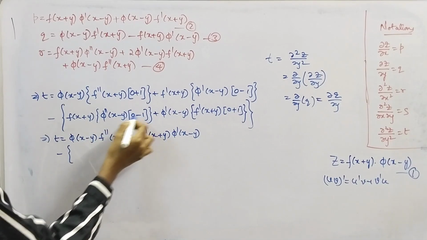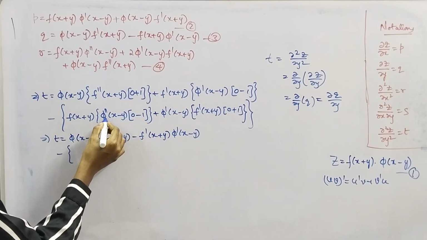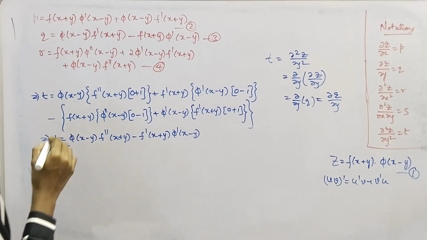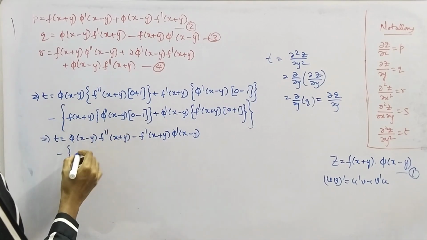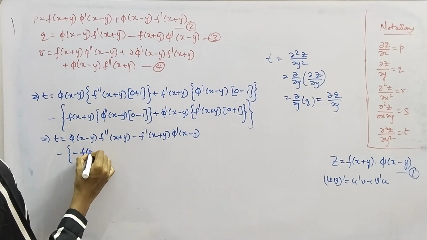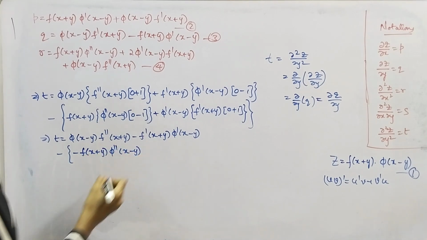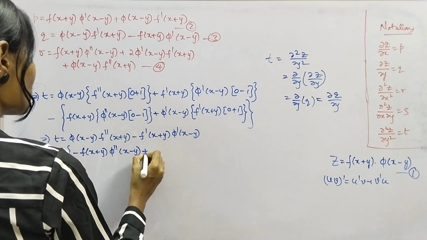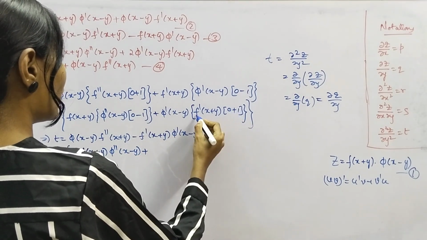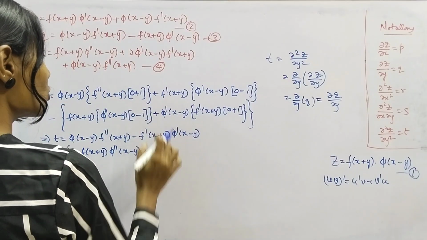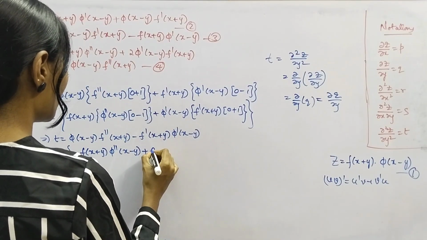Minus of 0 minus 1 minus 1 minus 1 into f phi double dash is phi minus phi double dash, minus phi double dash into f is f minus f phi double dash. You'll get minus f phi double dash, plus 0 plus 1 into f dash is f dash into phi dash, is phi dash f dash. You'll get phi dash f dash.